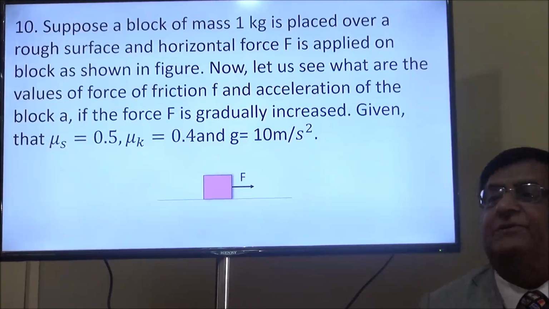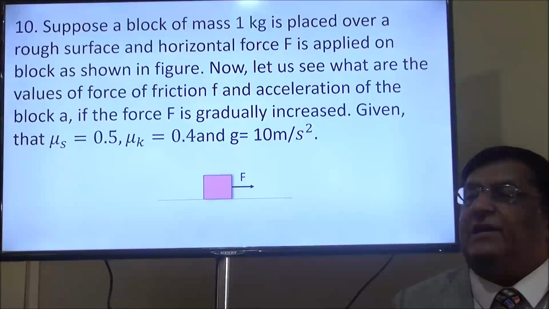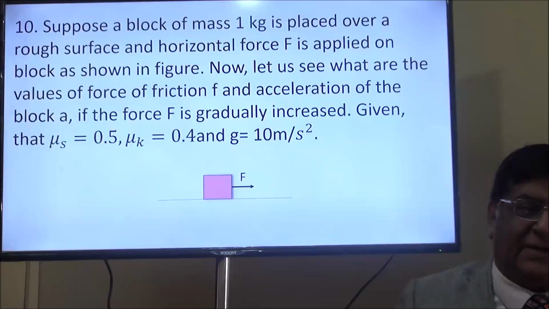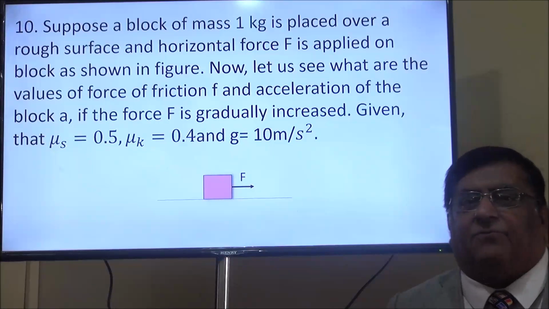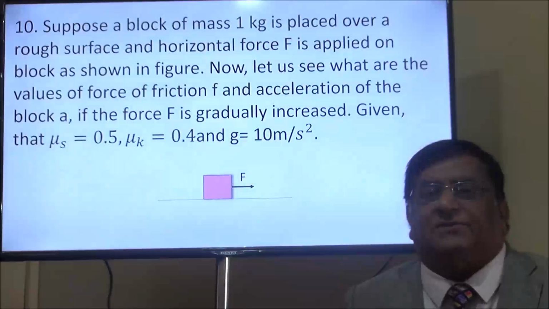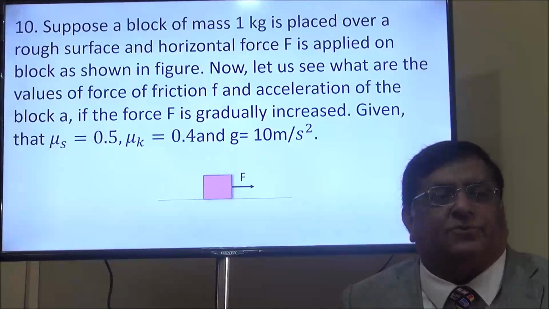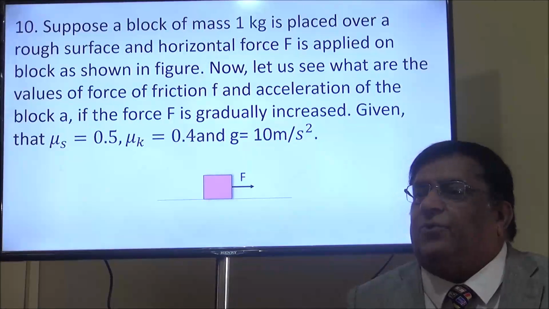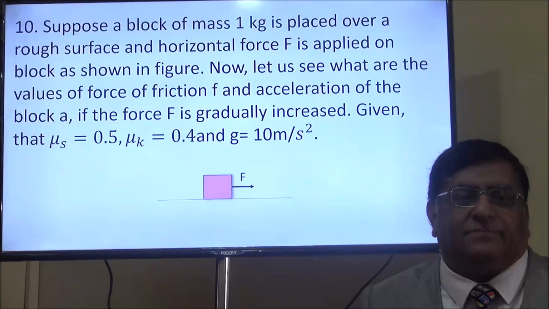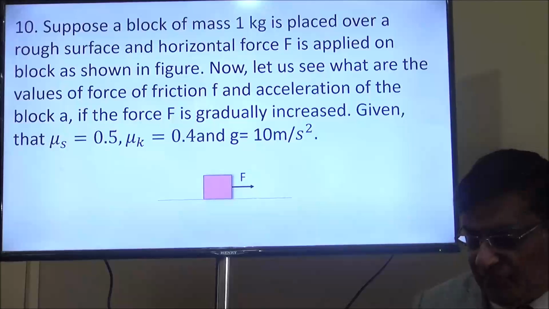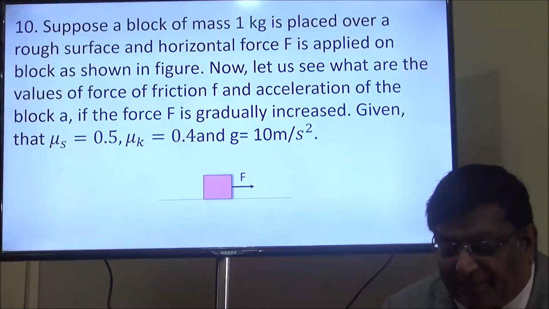How will the force of friction keep changing? Answer, it will be equal to the force applied. 0 to 5, it will be equal to the force applied. When we are applying force of 1, the friction is 1. When we are applying force of 2, it is 2. When it is 4, that is also 4. Up to 5, it is 5. That is maximum. Okay. And after that, what will happen?